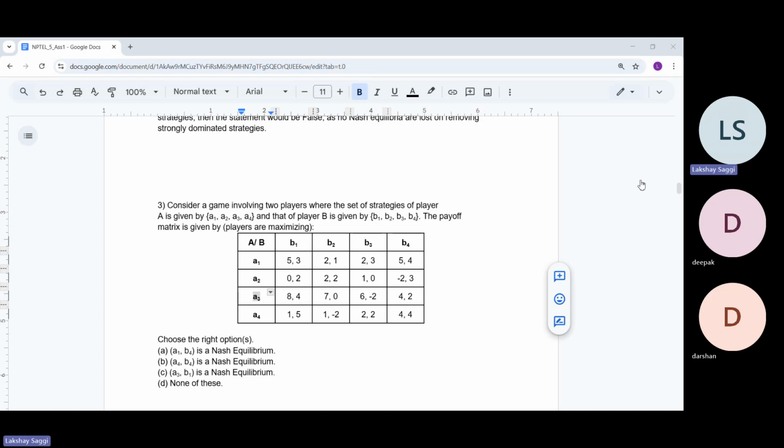Darshan is typing something in the chat.